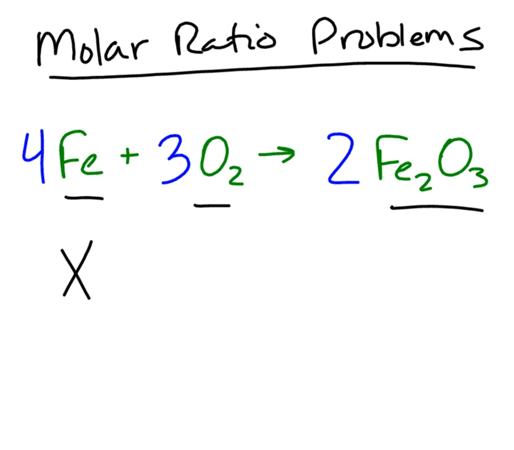So, for example, if I had X number of moles of iron, you should be able to tell me how many moles of iron 3 oxide I can make. Or if I had this many moles of iron, you should be able to tell me how many moles of oxygen will react with that amount of moles of iron.